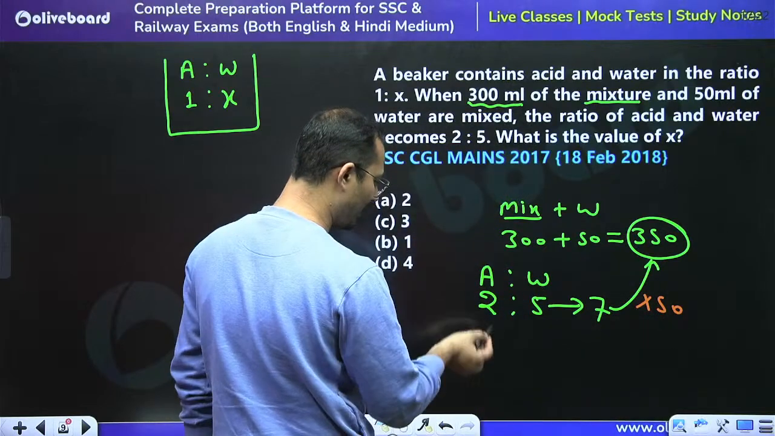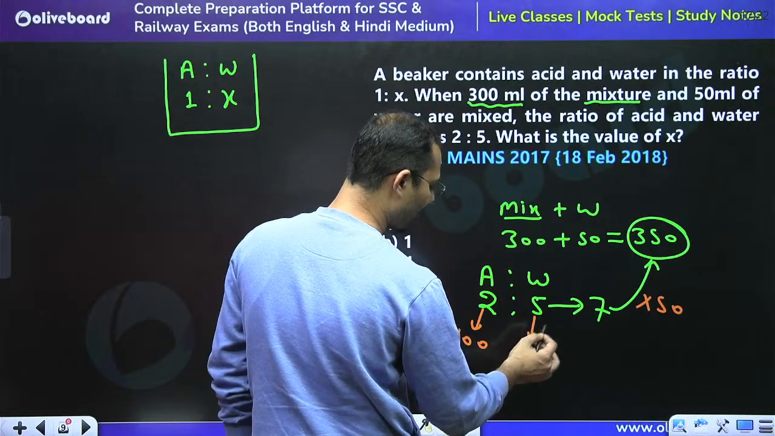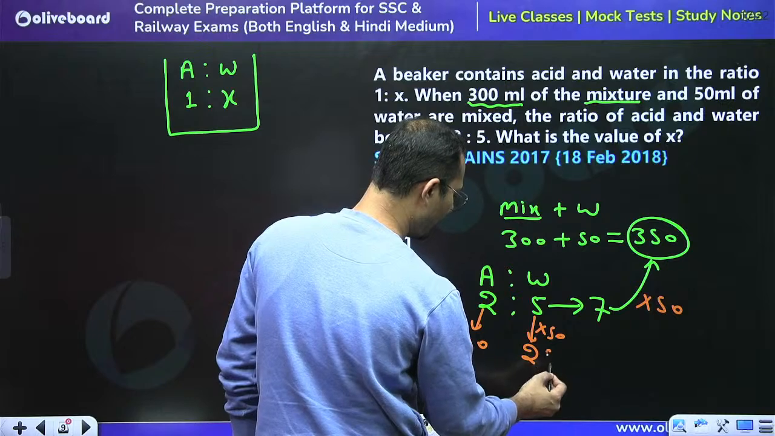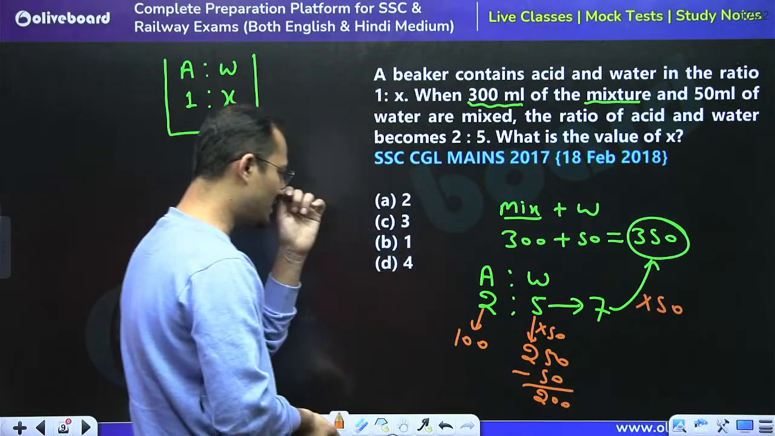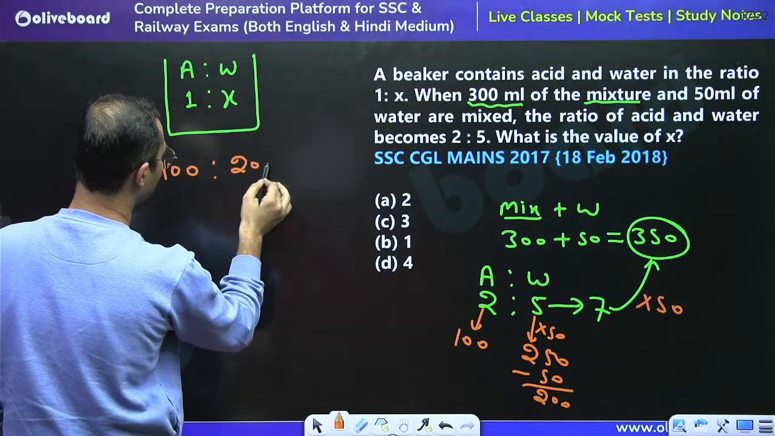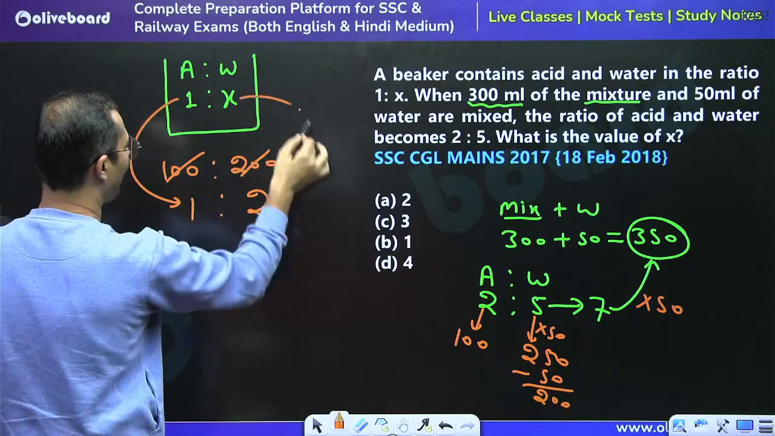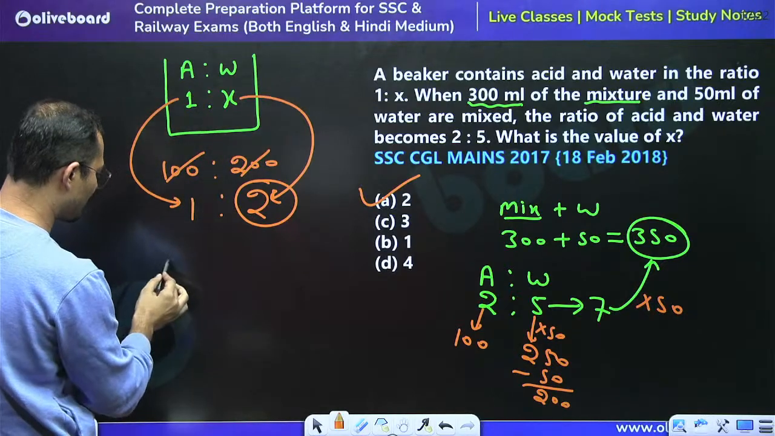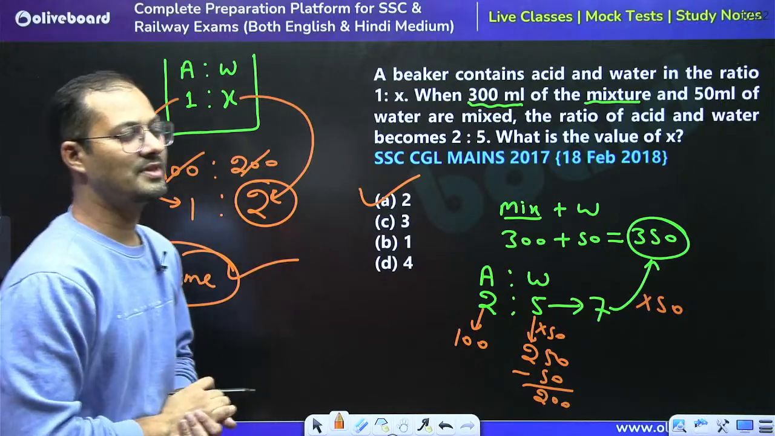It is 50 times. So we can say that acid initially was 100, right? And water after including 50 is becoming 250. Okay, so just subtract 50. So you will get 200. So initially acid was 100 and water was 200. So initially the ratio was 1:2. See, 1 is equal to 1, so x is equal to 2. Simple. If you have done the same way, just write same in the comment box.